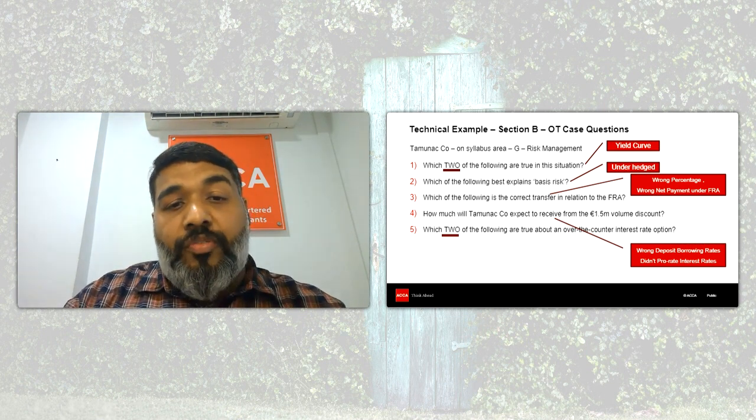The fifth one: which two of the following are true about the over-the-counter interest rate option?